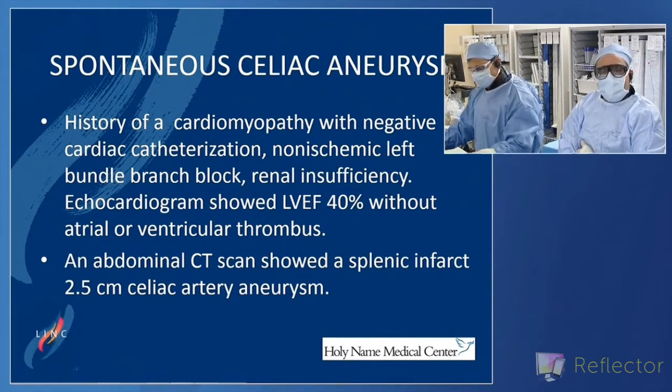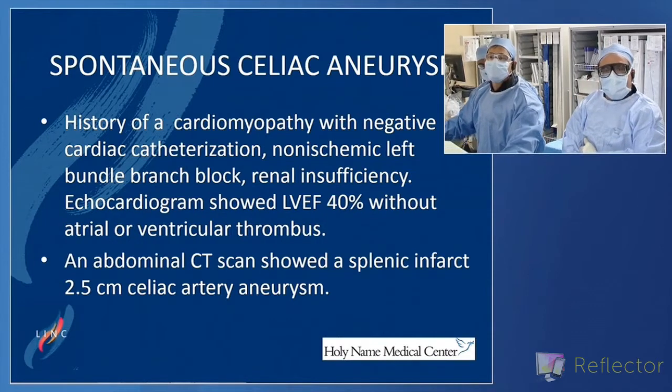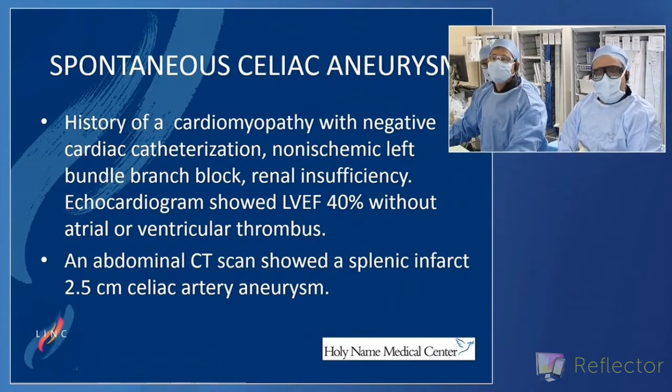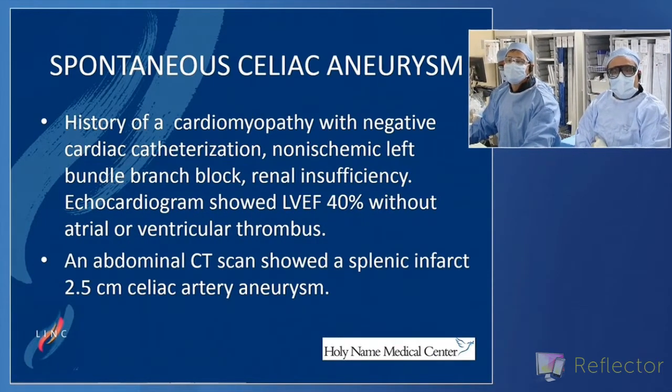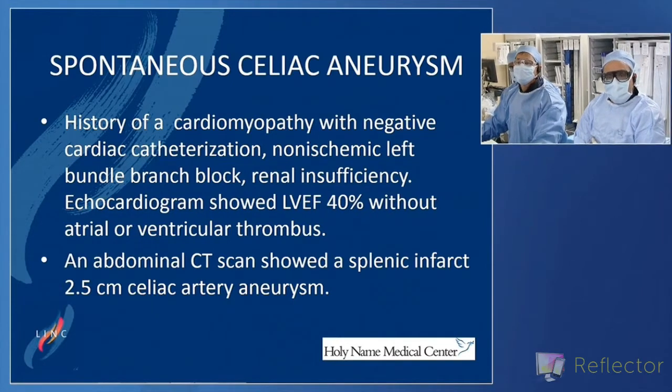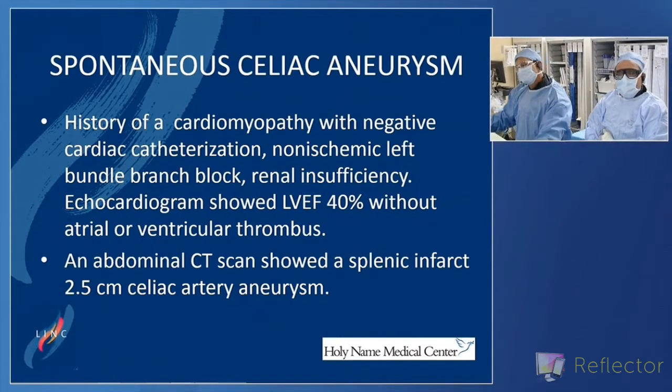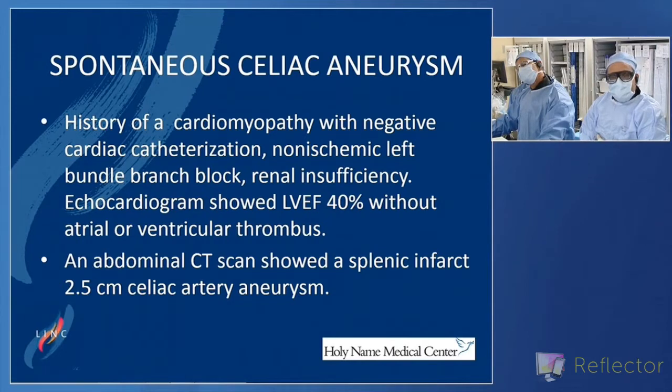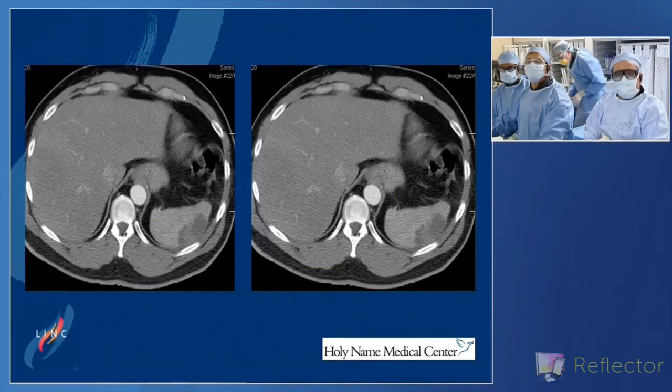Again, history of cardiomyopathy, a recent negative cardiac cath, non-ischemic left bundle branch block, renal insufficiency, and an echo with an LVEF of 40%. At the time in the emergency room, an abdominal CT scan was performed, which showed a splenic infarction, as well as a 2.5 centimeter celiac artery aneurysm. Next slide. Here are pictures from the CT scan.